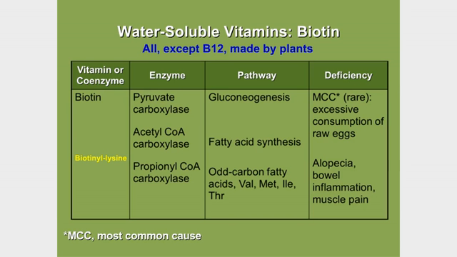Deficiencies of biotin are relatively rare. And where you might see it are people eating raw eggs almost exclusively, because in raw eggs and egg white there is a protein called avidin which binds biotin very tightly and prevents the biotin from being absorbed. If there's a clinical manifestation that goes on with biotin deficiency, what you want to look for is alopecia, hair loss, characteristic of biotin deficiency.